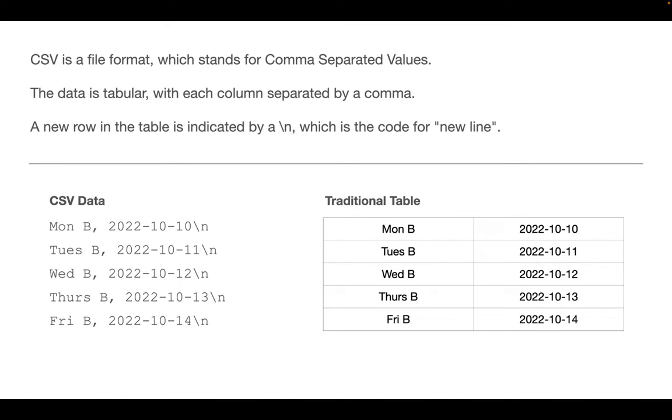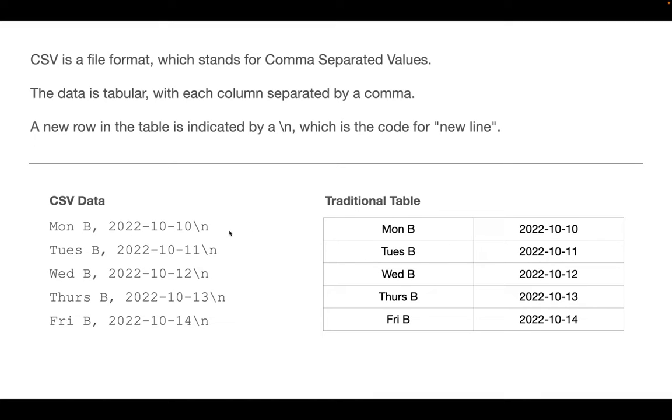So for this video, we're going to download data in CSV format and convert it into Swift objects. So a little bit of background to CSV. CSV is a file format which stands for comma separated values. The data is tabular with each column separated by a comma.